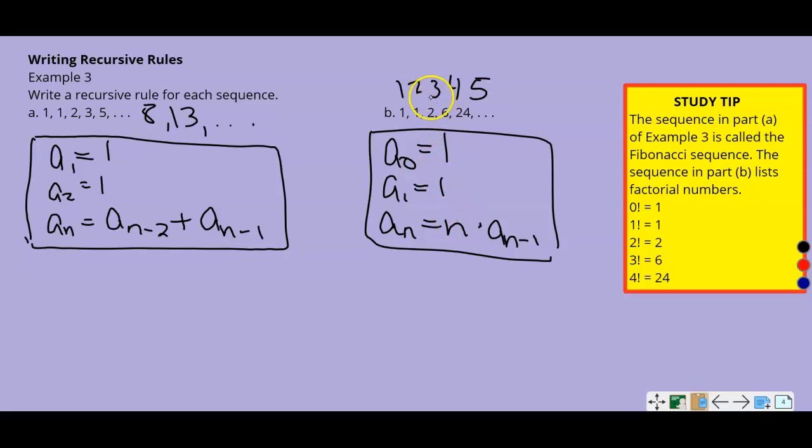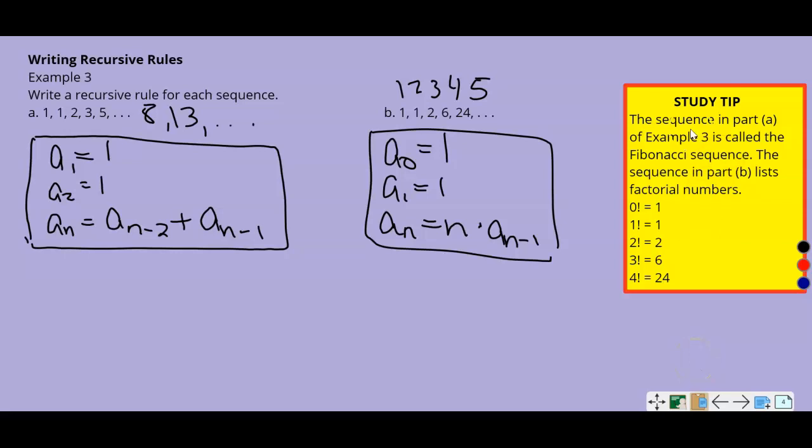Okay, n is 3. And then 3 times 2, and that would be 6. So again, it's always good to check them. Once you write a formula, once you write a recursive rule, then plug it in, check it, make sure it works correctly.